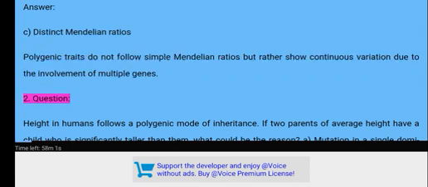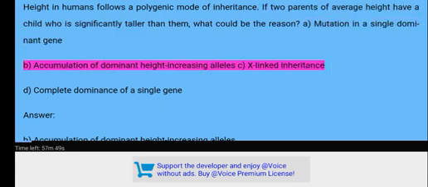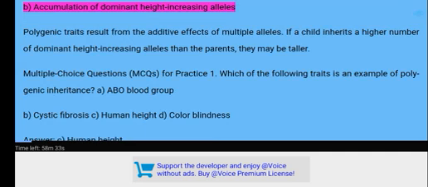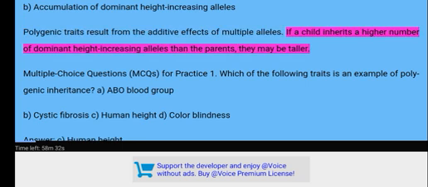2. Question. Height in humans follows a polygenic mode of inheritance. If two parents of average height have a child who is significantly taller than them, what could be the reason? A. Mutation in a single dominant gene. B. Accumulation of dominant height-increasing alleles. C. X-linked inheritance. D. Complete dominance of a single gene. Answer. B. Accumulation of dominant height-increasing alleles. Polygenic traits result from the additive effects of multiple alleles. If a child inherits a higher number of dominant height-increasing alleles than the parents, they may be taller.